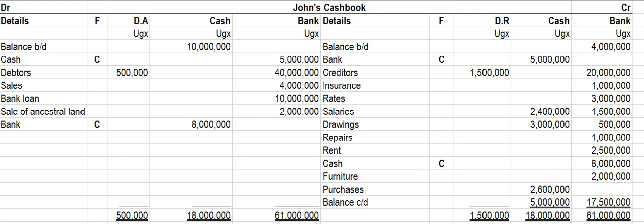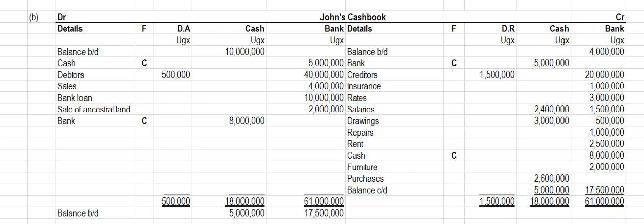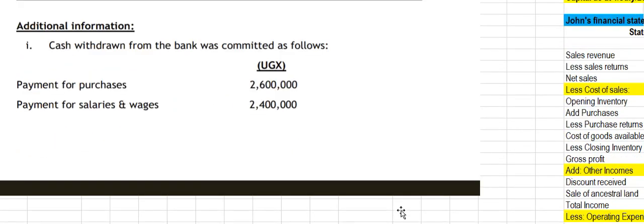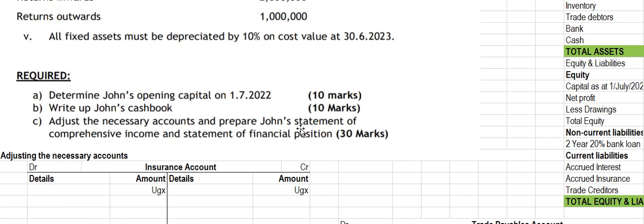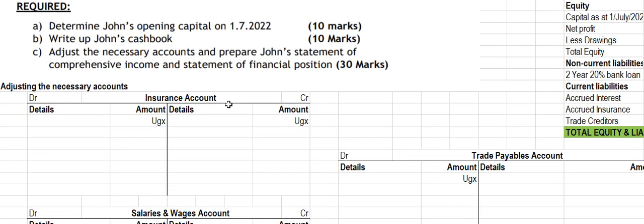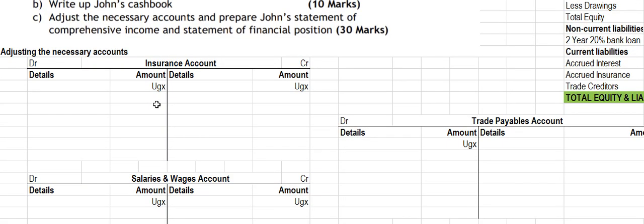Now, what next? We have the cash book with no opening capital. Now, part C: add just the necessary accounts and prepare Johnny's statement of comprehensive income and a statement of financial position. So down here, I'm going to show you how to add just the necessary accounts. Of course, as you know, some information is missing, so we need to use the available information, and then we'll see how we can arrive at the missing figures.